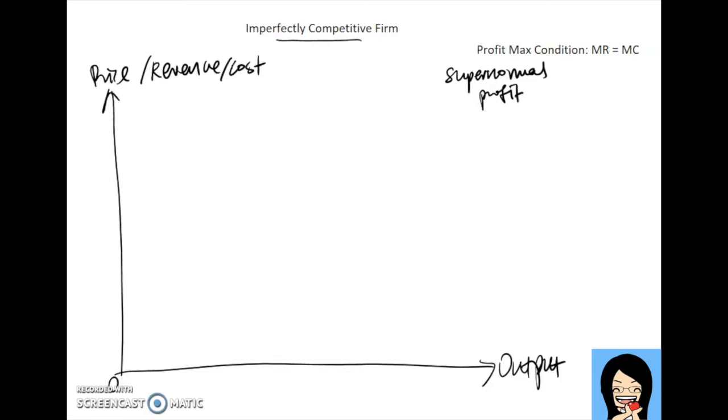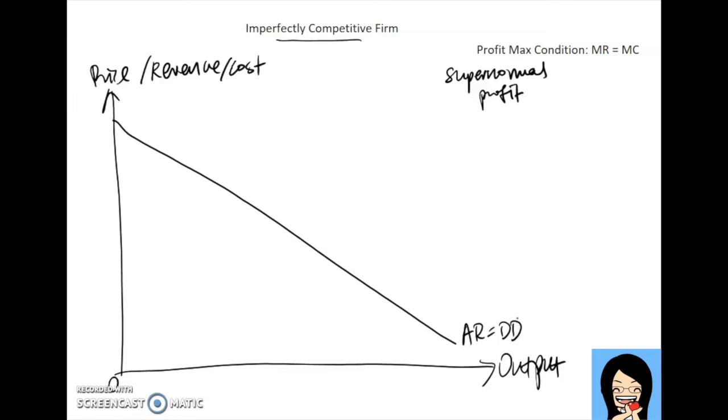So the first thing that you need to do when you draw the graph is to draw the downward sloping demand curve, also known as the AR. So we'll draw that in first. Label it as AR equals demand curve. This is all mathematically derived. We've done that in lectures already.